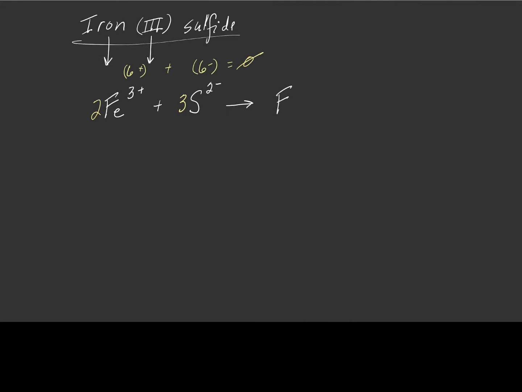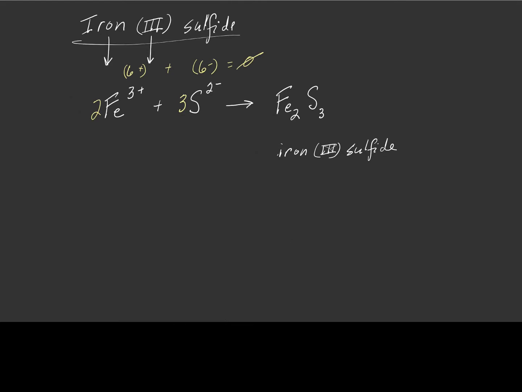So for our type 2 ionic compound, iron 3 sulfide, we would need 2 iron ions, and then we would need 3 sulfide ions. And so iron 3 sulfide. Okay?